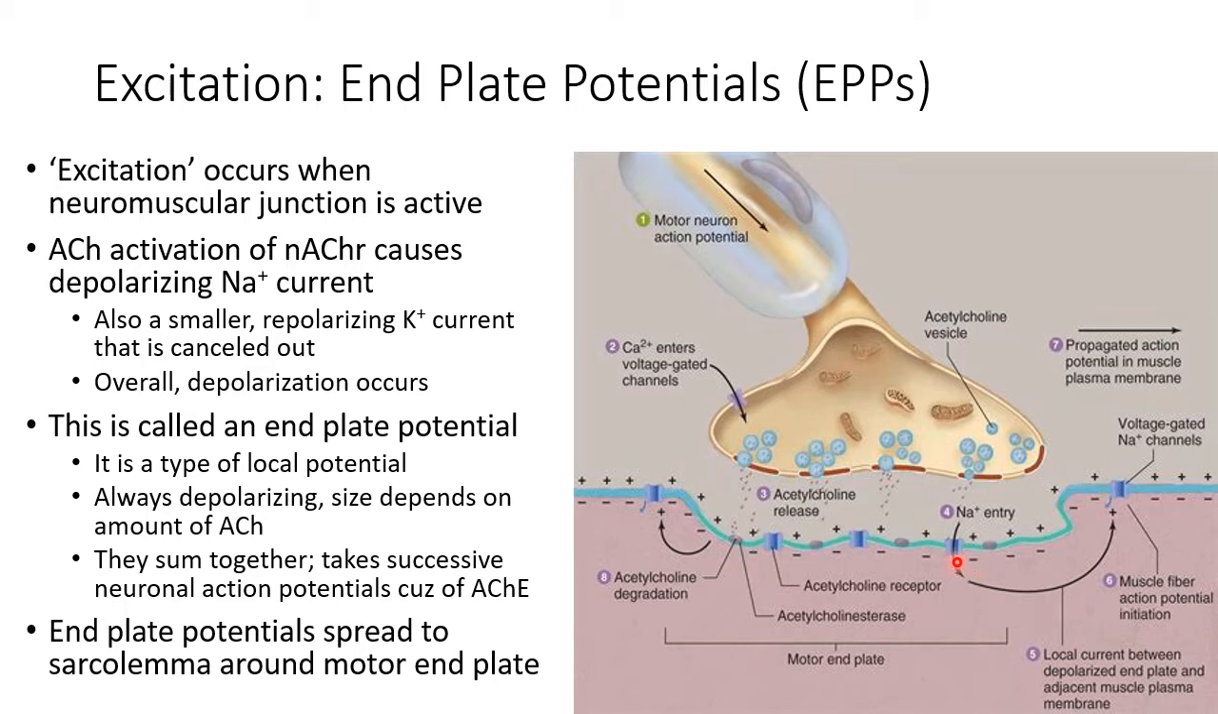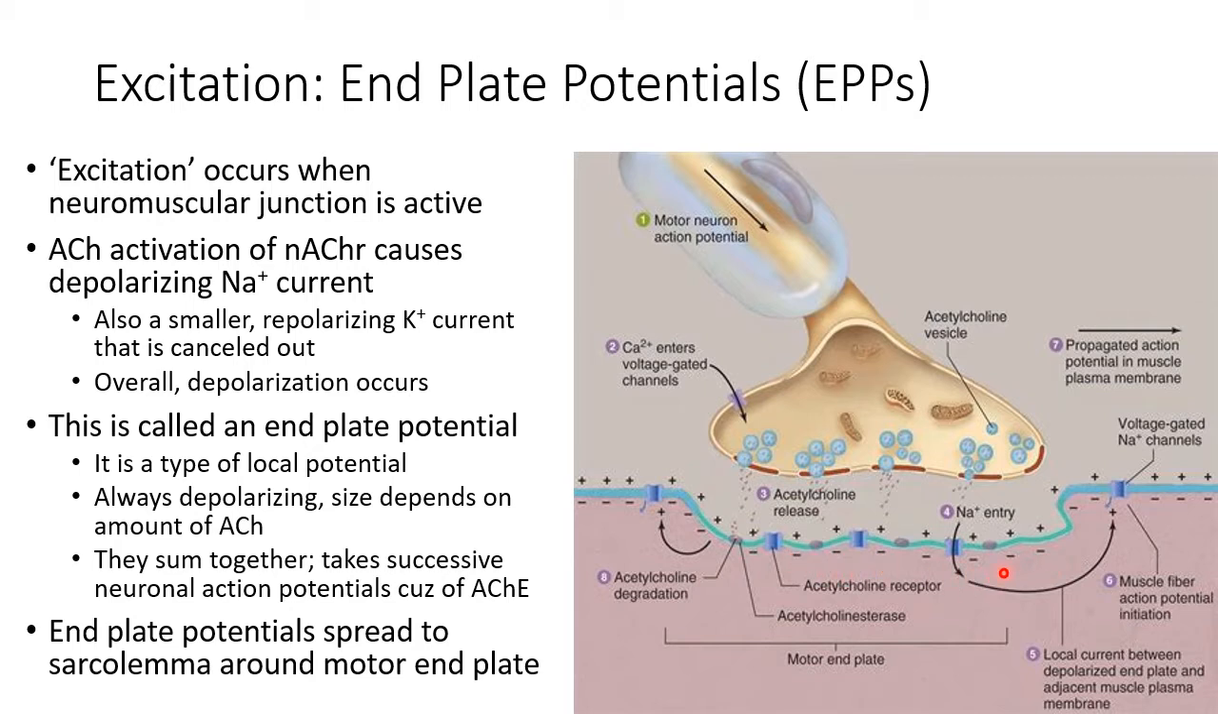So since the end plate potential is always caused by sodium entering the muscle cell, it's always depolarizing. Its size can be different strengths. How big it is depends on how much acetylcholine you had released and how many of these channels were open for how long. So these end plate potentials are going to be generated as long as you have action potentials arriving at the motor neuron. You're going to be making end plate potentials in the muscle cell.